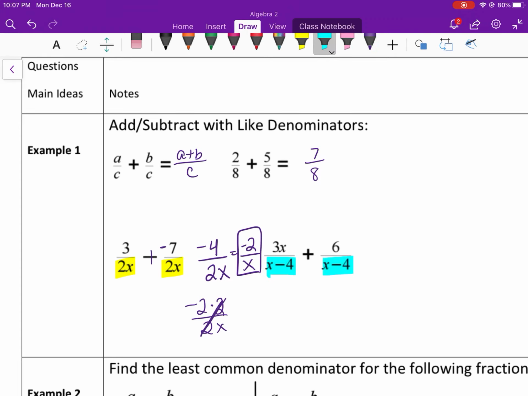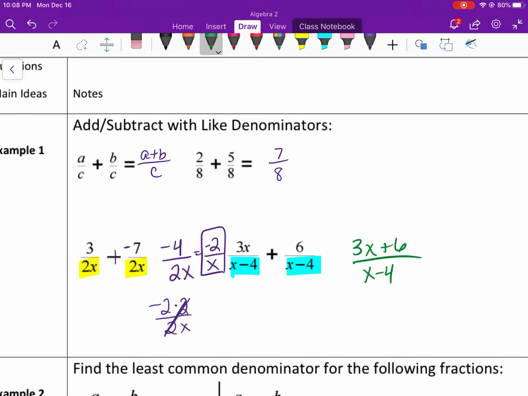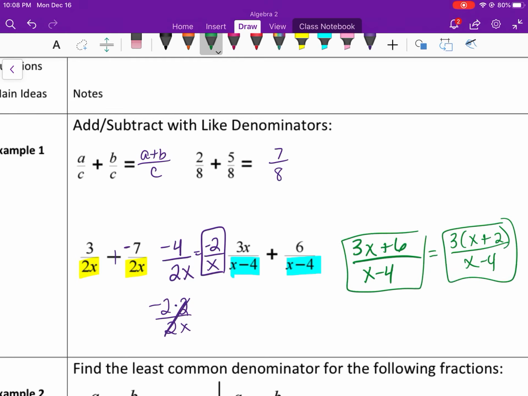Okay, these ones have like denominators, so you can add the numerators, but this time the numerators are not like terms. And so to add them, it just looks like this. It's just 3x plus 6. I can't combine them and say 9x because the 6 is not a like term, all over x minus 4. Now, I don't think you can simplify this anymore, but you could take a 3 out of the top and get x plus 2 over x minus 4. And so it doesn't simplify further, so either answer would be fine, this one or this one.